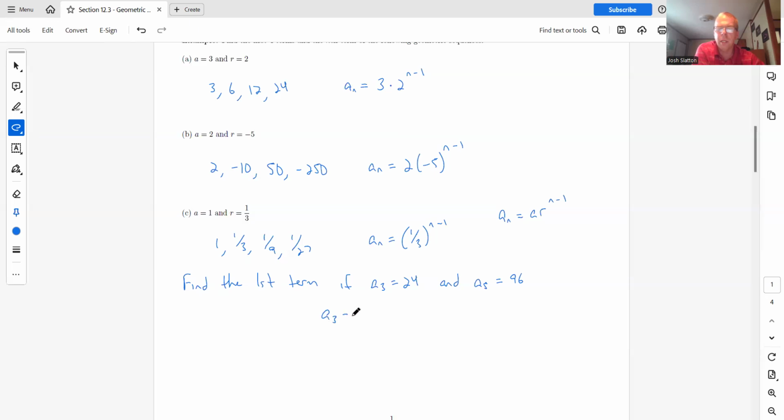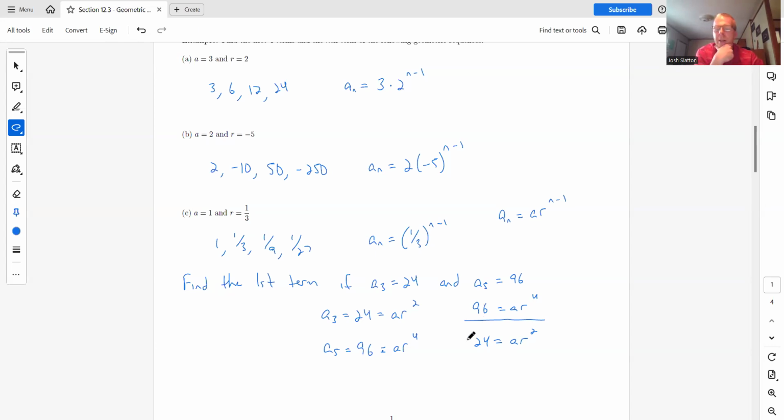So a3 equals 24. That would be ar squared, since n is 3. And then a5 would be 96 equals ar to the 4th. Now we have these 2 equations with 2 variables, and we can solve these. I think the easiest thing to do is reverse these and put this one on top: 96 equals ar to the 4th, and 24 equals ar squared. Let's divide here. We know that a is not 0 and r is not 0, so we're not dividing by 0.